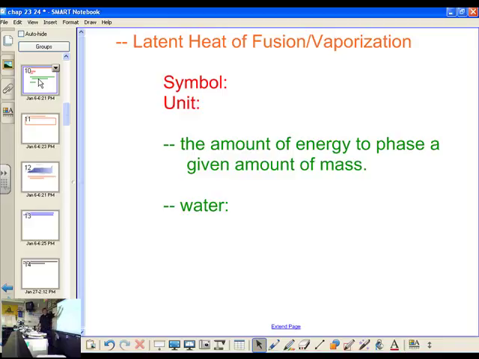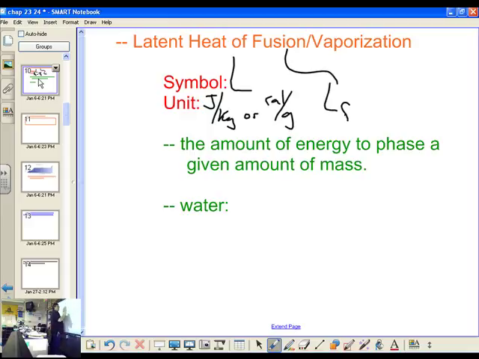Now, so it leaves us this idea of latent heat. There are two kinds of latent heat. Latent heat of fusion, where we melt and freeze, and the latent heat of vaporization, which is for boiling and condensing. Our symbol is a capital L. Our unit is either the joule per kilogram or the calorie per gram. If it's the latent heat of fusion, we put a little F subscript on it. If it's the latent heat of vaporization, we put a little V subscript on it. Fusion is another word for freezing.